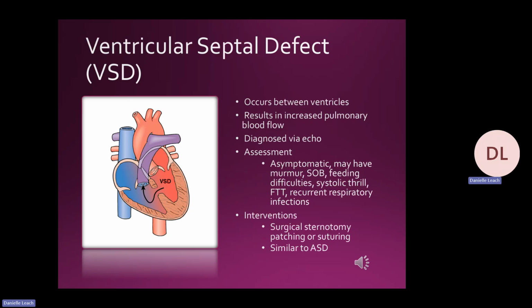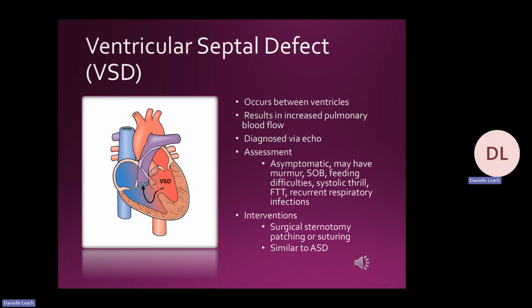Ventricular septal defect, or VSD, is the most common congenital heart defect. It's very similar to the ASD, it's just in a different location. So instead of a hole between the atria, we have a hole here between the ventricles. It doesn't necessarily have to be one hole. It can actually be several small holes in the septum. It can be a very, very small one or a very, very large one.